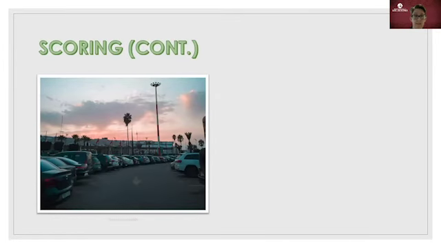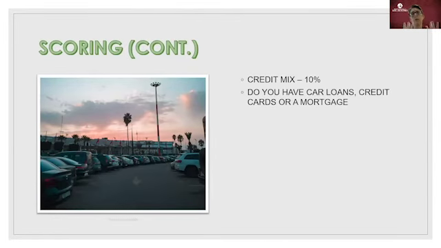Credit mix, 10%. So this is basically telling credit bureaus, hey, I can handle a multitude of different types of responsibilities, and I'm really good at these things. I can do this. I have a loan, I have a car loan, I have a credit card, I have a mortgage. I have all these different things, and I'm still paying on time because I'm a responsible individual.